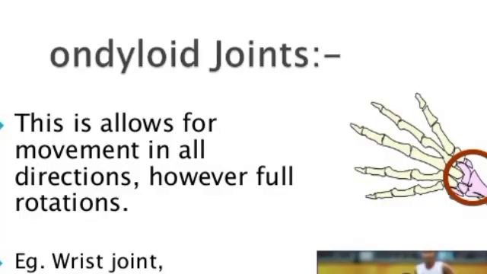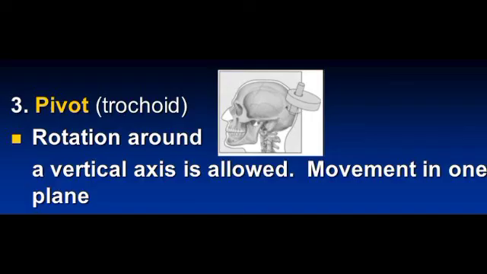The next is condyloid joints. Joints which allow angular movements in two directions are called condyloid joints. Example: wrist joints. This allows for movement in all directions, however not full rotation. Another type of joint is the pivot joint. Joints with rotary movement in one axis are called pivot joints. Rotation around a vertical axis is allowed, movement in one plane. A pivot-like process rotates within a ring formed of bones and cartilage.